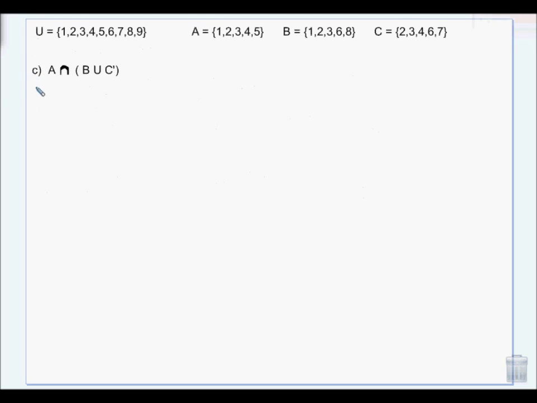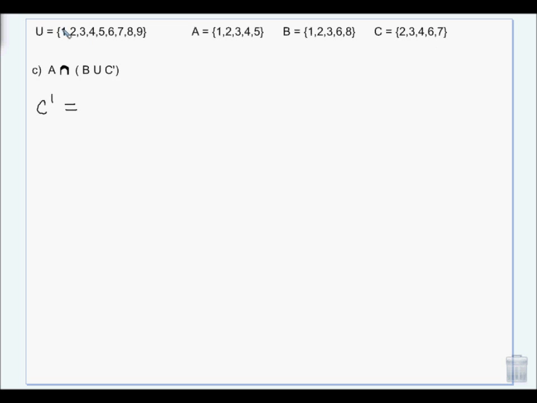Here I have A intersect, and then the parentheses B union C prime. I have to find out what C prime is first before I can unite with it, right? So that's my first step. I'm going to have to find C prime inside the parentheses. So my universal set is 1 through 9.